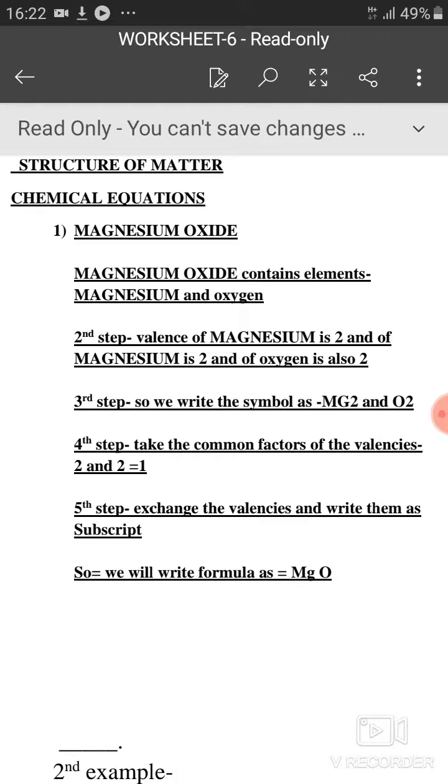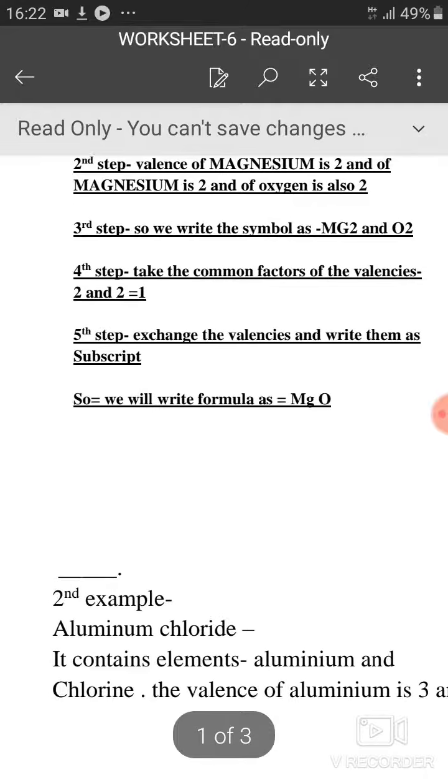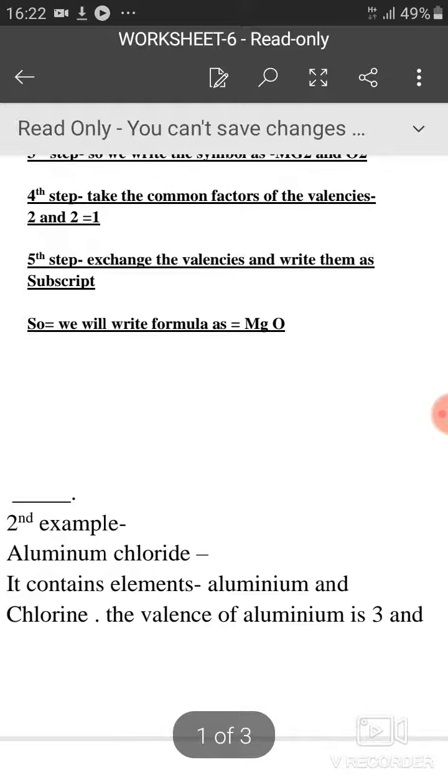Now, friends, as we have taken the common factor as 1, which has no value in this chapter, even after exchanging, we will get the formula as Mg and O. Mg as magnesium and O as oxygen. So let me go to the second example, which is aluminium chloride.